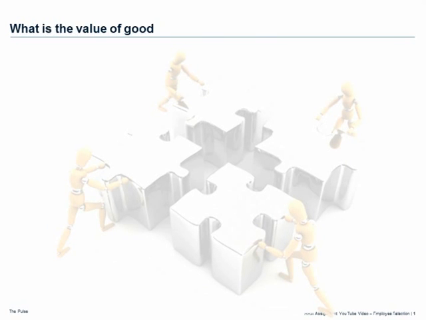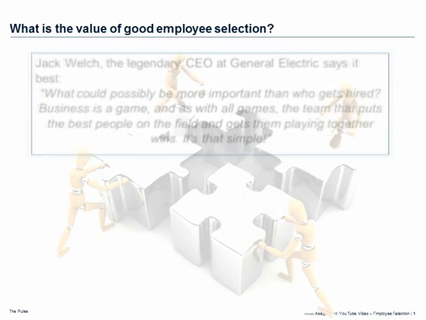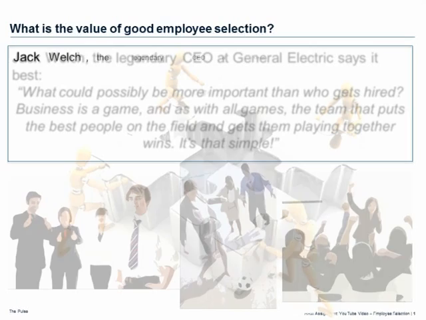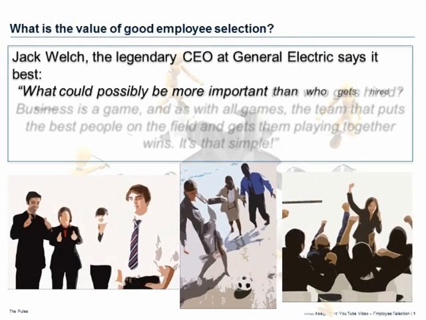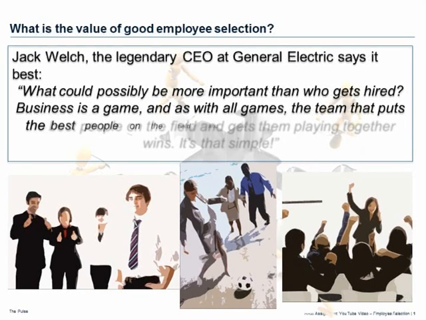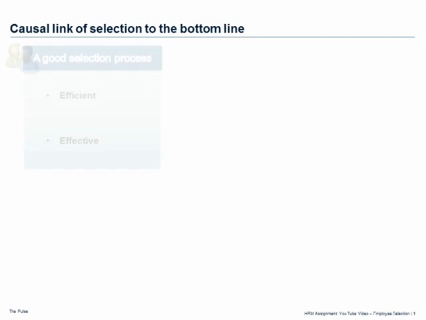As Jack Welch, the legendary CEO at General Electric, says, what could possibly be more important than who gets hired? Business is a game, and as with all games, the team that puts the best people on the field and gets them playing together wins. It's that simple. A good selection process is both efficient and effective. The right people are selected within a quicker time period at a lower cost.